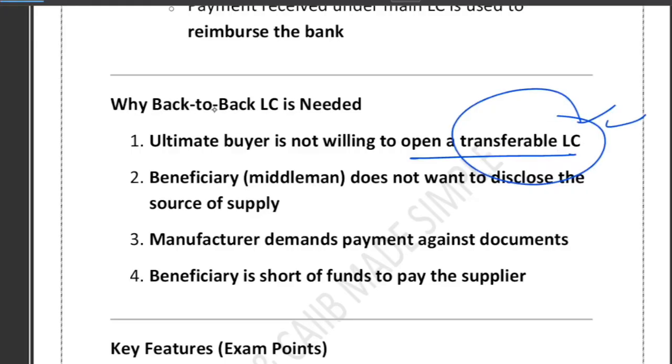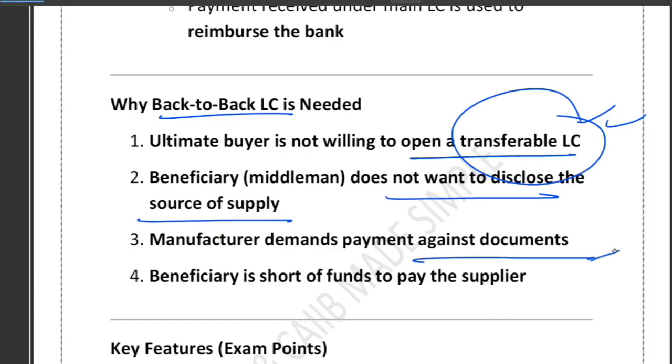In that case, this back-to-back LC is used. Middlemen do not want to show supplier detail. They do not want to disclose the source of supply. The manufacturer wants payment against the document, and the beneficiary is short of funds to pay the supplier. So in all these cases, basically back-to-back LC is used.